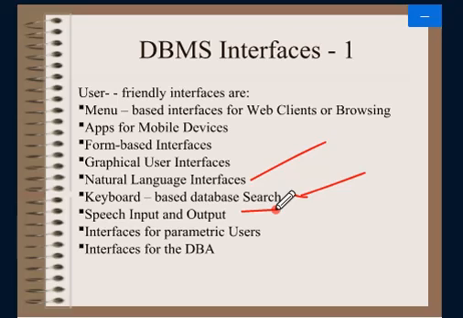And when we go to railway stations or the airport, the announcement comes about the arrival and departure of trains or flights. That is also a voice output. Then alert messages, all this. All these are speech input and output.